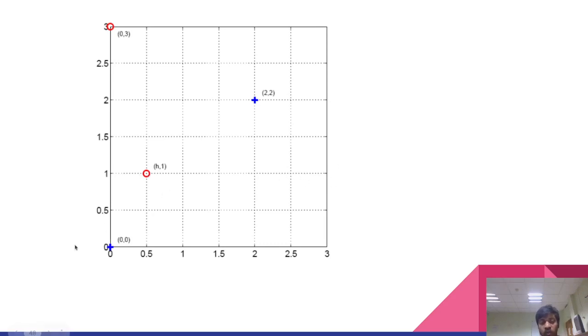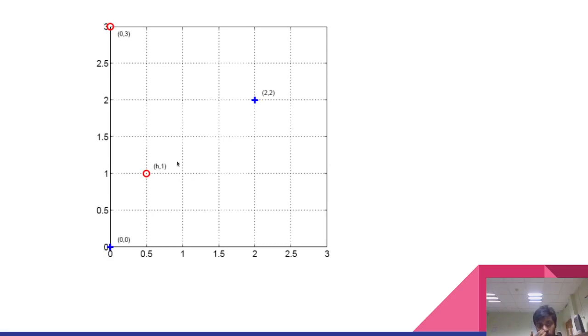So the point is here. Suppose we draw a line, then this will be misclassified, right? Because this will not be on the other side of the line. Blue should be on one side and red should be on the other side. But if we move the line to 1 or near 1, it will not be possible.